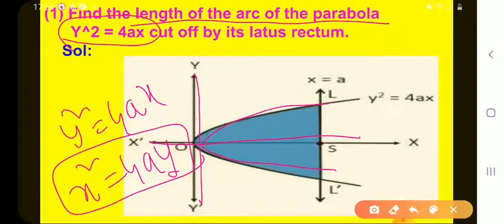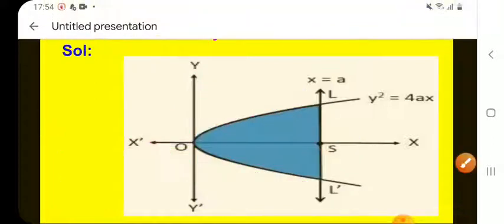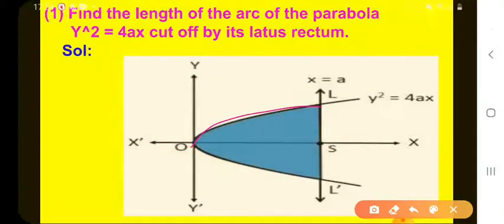Find the length of the arc of the parabola cut off by its latus rectum. You see, this is L and L dash is the latus rectum. Okay. Now we have to find the length of this parabola from L to O, O to L dash. Okay. See, L to O and O to L dash. This is the length we are finding.